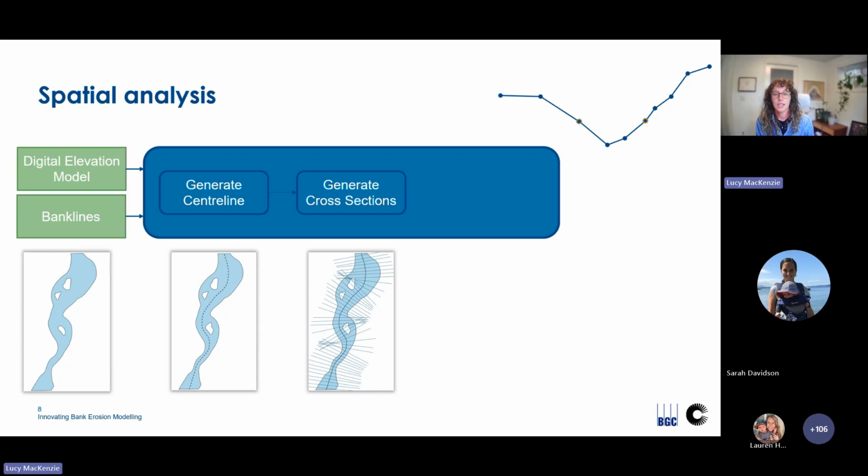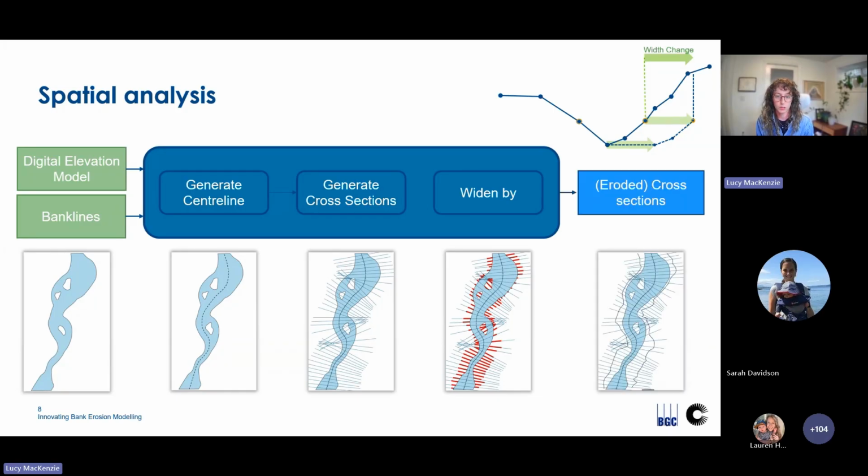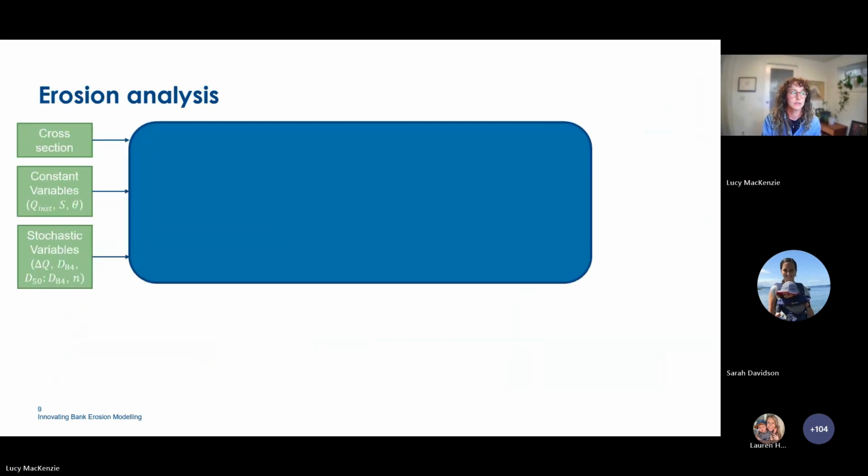Here I show an example plan view of the generated cross-sections along the center line, as well as an example of what one of those cross-sections might look like in profile view at the top right, with the initial bank locations in orange. What is arguably the key component of the spatial analysis is the widen by function, which takes the modeled eroded distance, which I'll discuss in a second, and applies it to the original cross-section, maintaining aspects of the original topography as shown in the profile. With all of the cross-sections eroded, it's then possible to overlay this bank erosion hazard area over the original bank line. But how does the bank erosion actually get modeled?